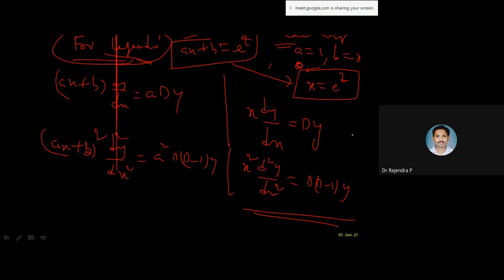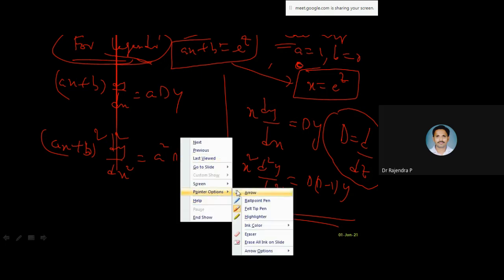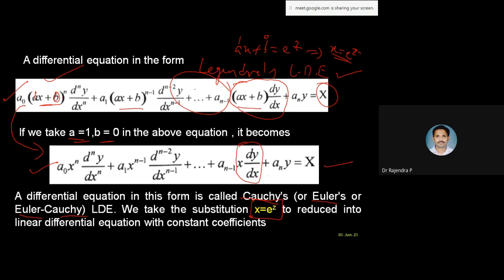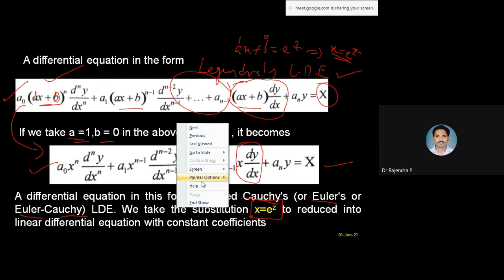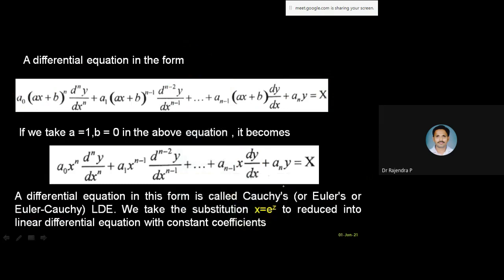As I said, maybe second order will do. That's enough for us. So as usual, here D stands for d by dz. This is not going to change. D is equal to d by dz. So now you tell me how to approach these particular problems, any Legendre's problems, sorry, any Cauchy's problems, how to solve those problems.